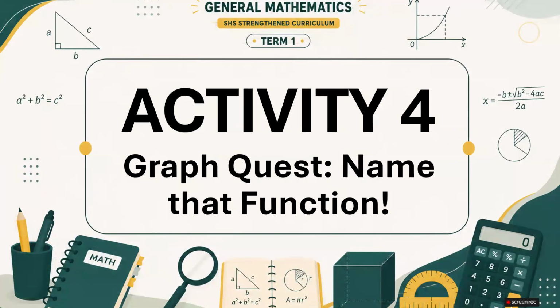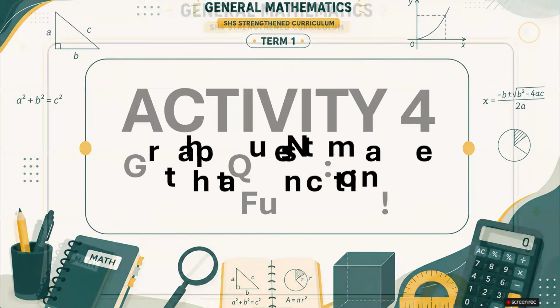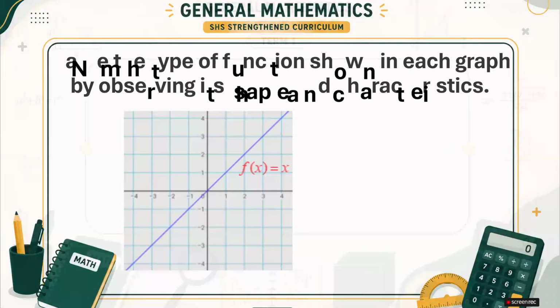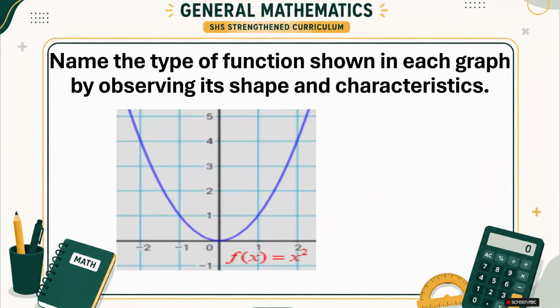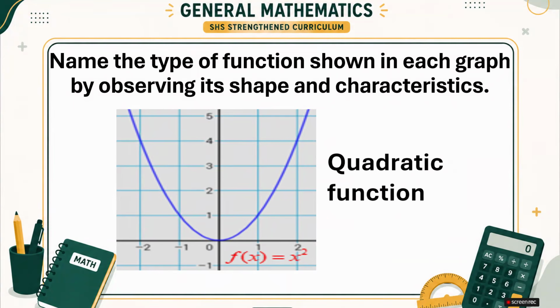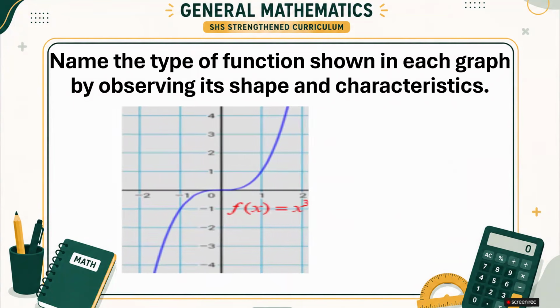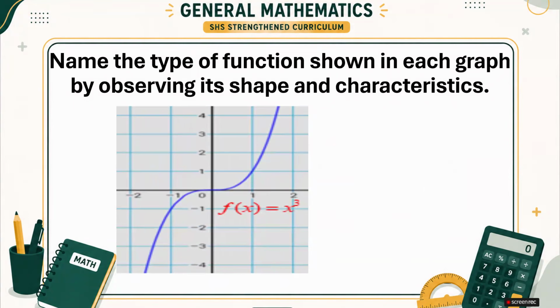Now, let us proceed to activity number 4. Graph quest, name the function. The graph is a straight line, so therefore this is a linear function. Next. The graph is U-shaped, so therefore we have a parabola here. So this is a quadratic function. Next. Very good. This is a cubic function. Look at the S shape.